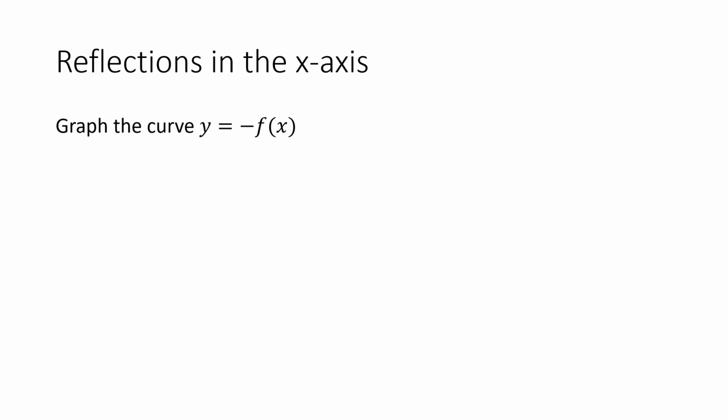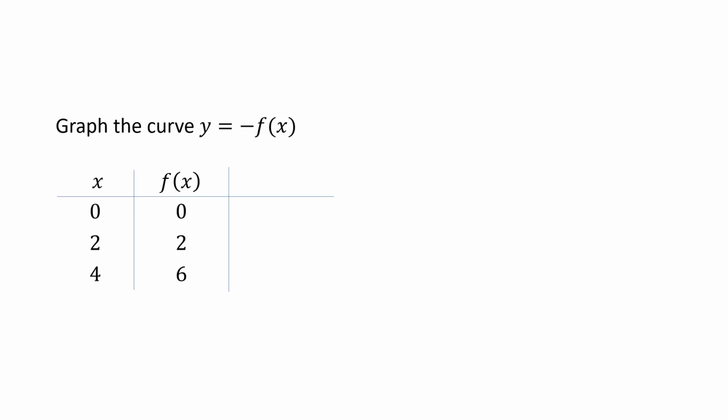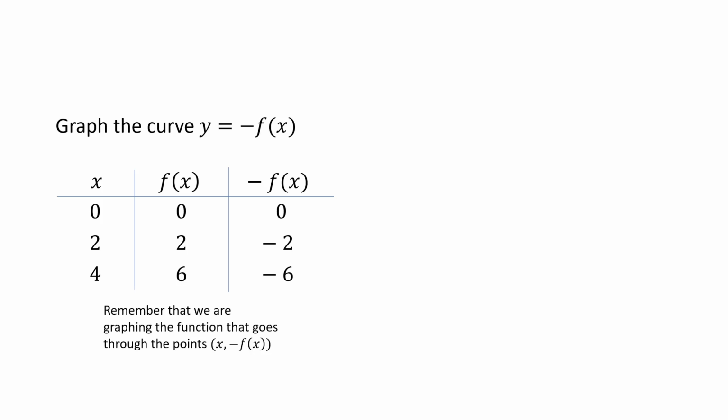Now what if we have a reflection in the x-axis? Suppose we want to graph the curve y equals negative f of x. Well, we've got x and f of x as shown right there. Negative f of x is pretty easy to determine. We just multiply every one of those values in the middle column by -1. And then we can get rid of that middle column because we're trying to graph the function going through the points x, negative f of x.